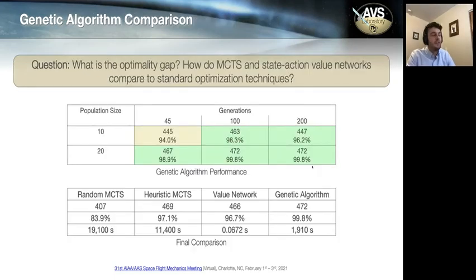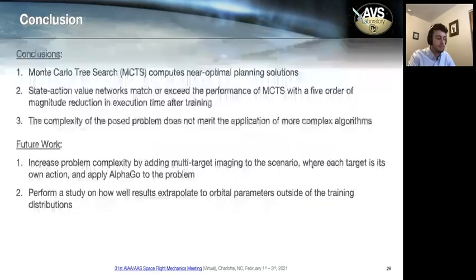The last thing we wanted to do was kind of determine what the optimality gap is and how MCTS and state action value networks compare to standard optimization techniques like genetic algorithms. So we put together a simple genetic algorithm, and we found that it appears that the optimal downlink utilization is right around 99.8%. So both heuristic MCTS and the value networks are within a couple percentage points of this. But what's most striking is that the value network can achieve almost near optimal performance in a fraction of the time after training. We're talking 5 orders of magnitude less time, which is a very good case for onboard execution.